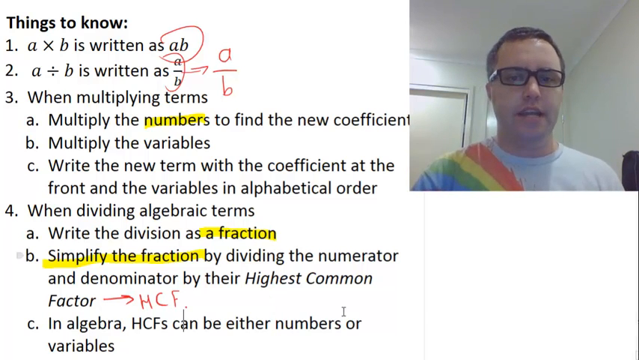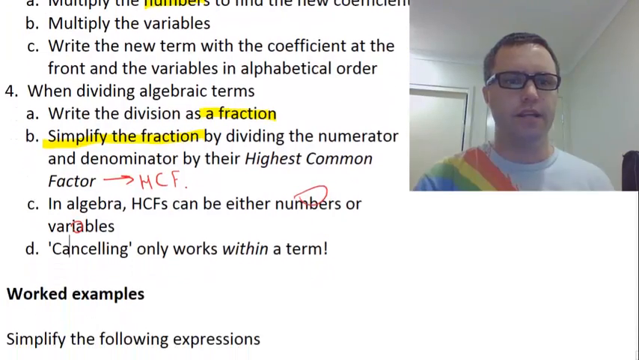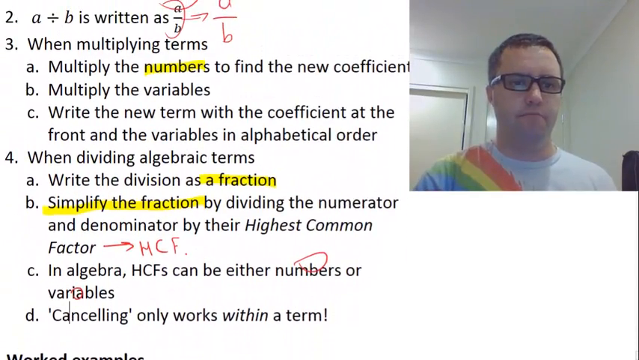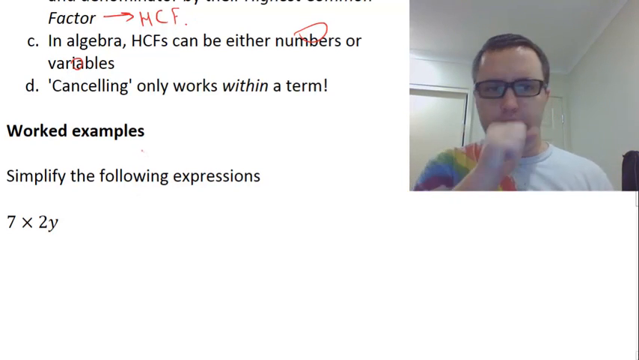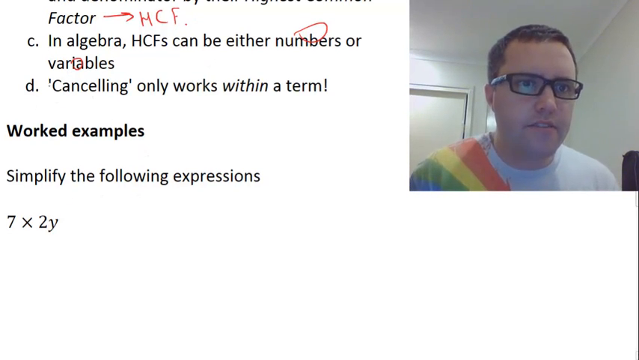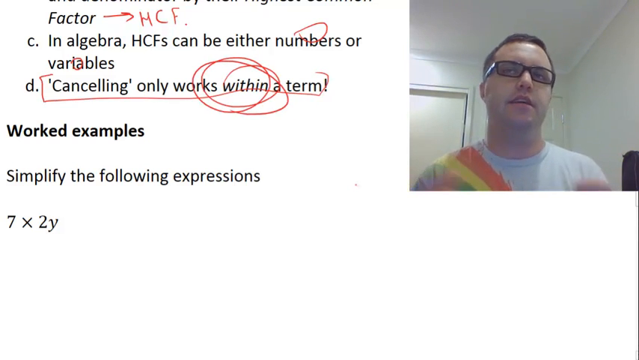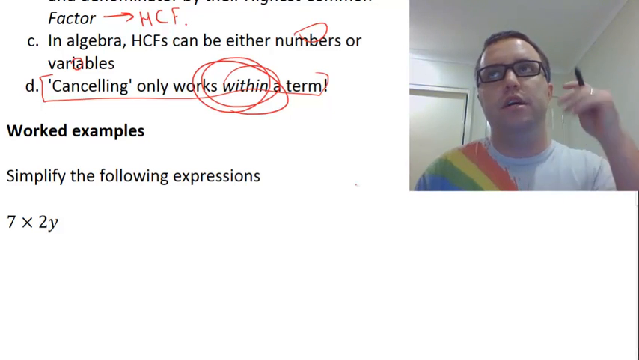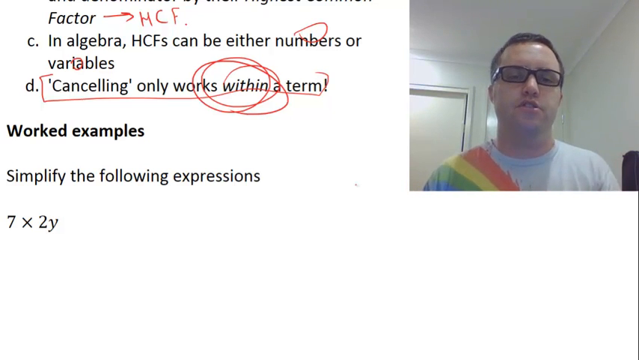Now, in algebra, importantly, you need to remember that HCFs can be either numbers or variables. Very important. This is the most important thing that you need to worry about with algebra so far: cancelling only works within a term. That's something we'll look at a little later, and maybe come across in class a bit more, but you really need to be careful that you don't cancel across terms. You can't do that.